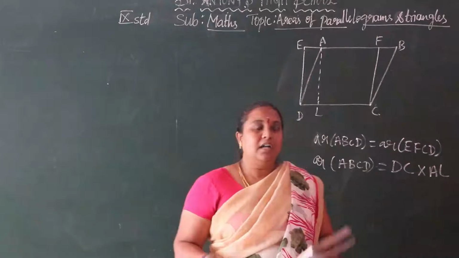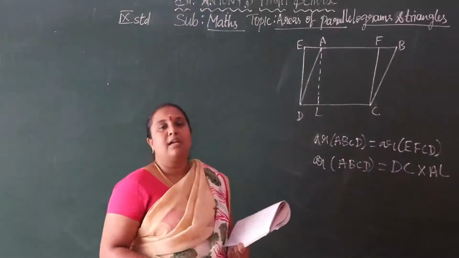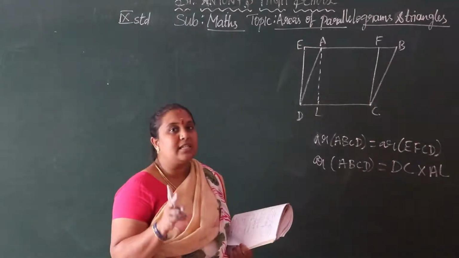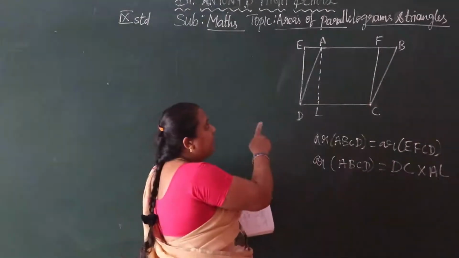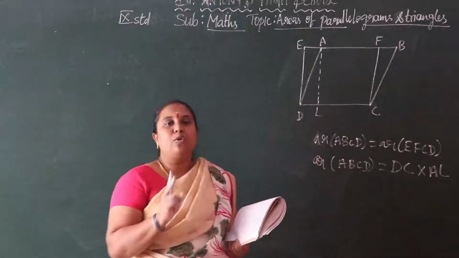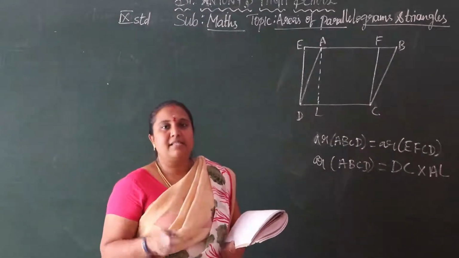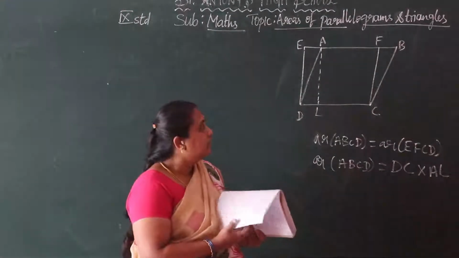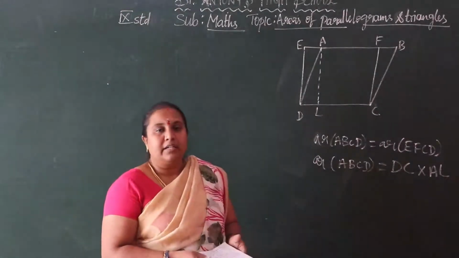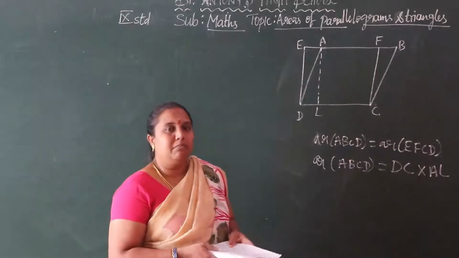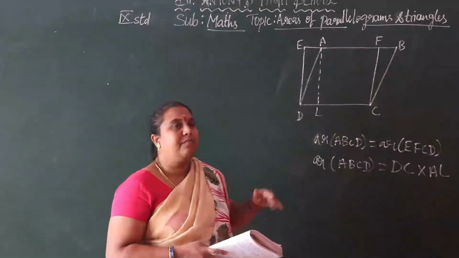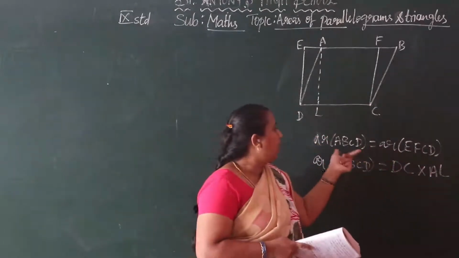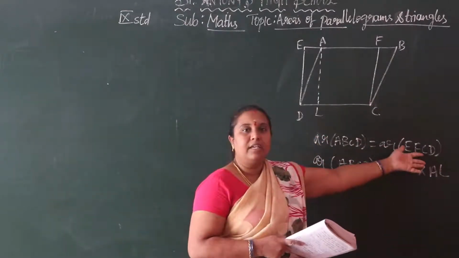Two parallelograms on the same parallels. Here we have a rectangle and a parallelogram. These two parallelograms are on the same base and lie between the same two parallel lines. The two parallelograms have areas that are equal in measure. So by that theorem we say the rectangle and parallelogram are equal: area of ABCD equals area of EFCD.